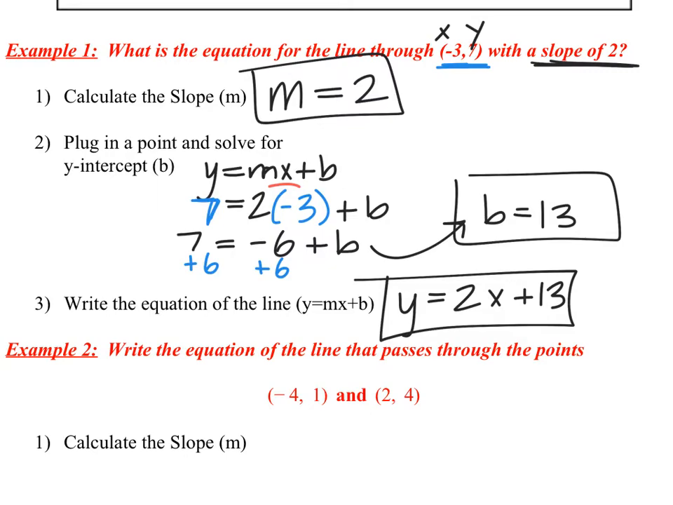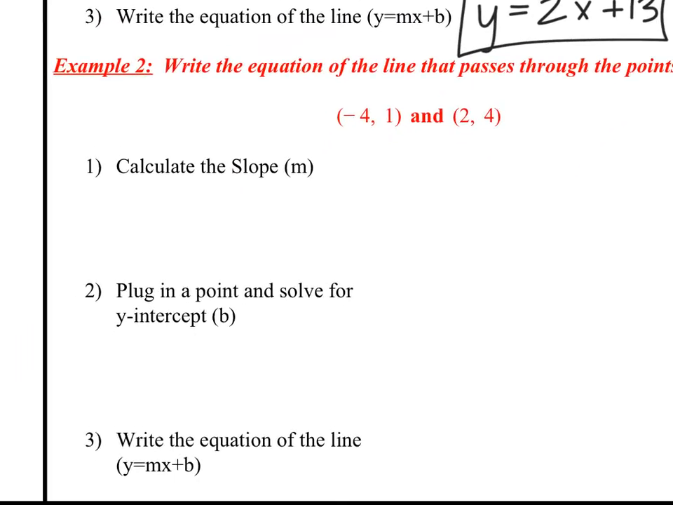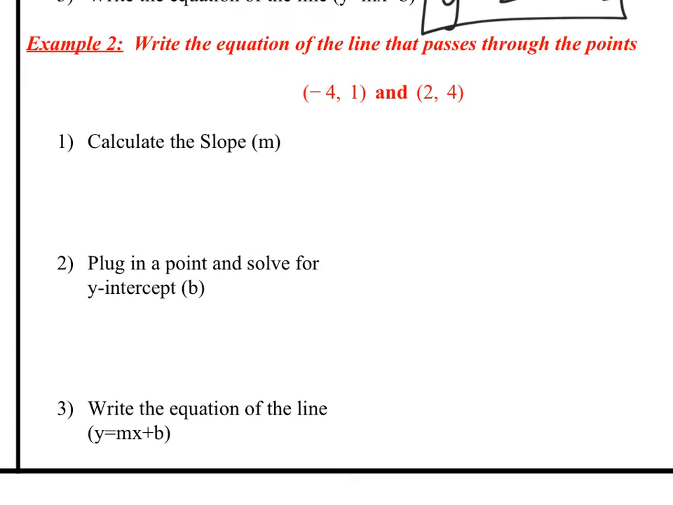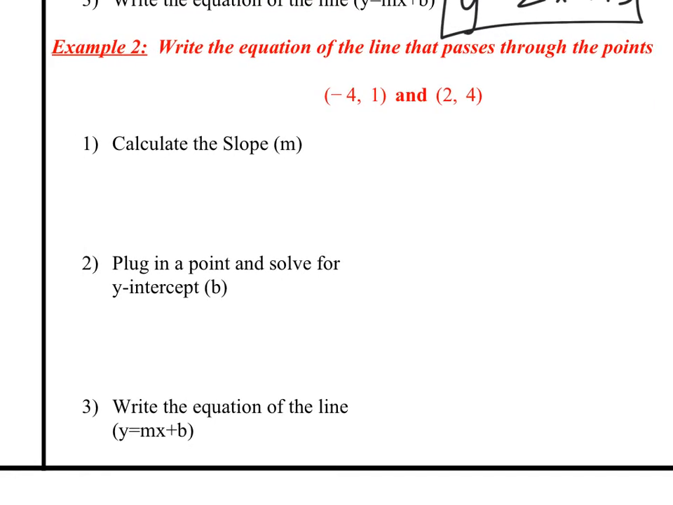Okay, let's do another one. Write an equation of the line that passes through the points -4, 1 and 2, 4. First thing you do is find the slope. So remember with me that the slope is the change in y over the change in x. You can use the formula, or you can just figure out how are my y values changing. From 1 to 4, my y values are adding 3. From -4 to 2, they are adding 6.